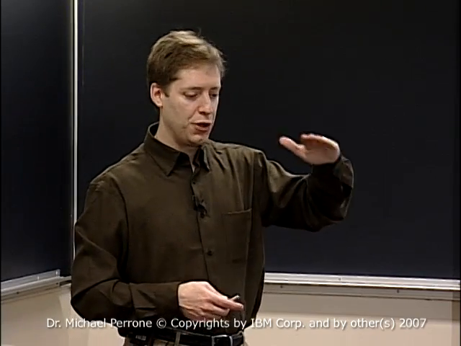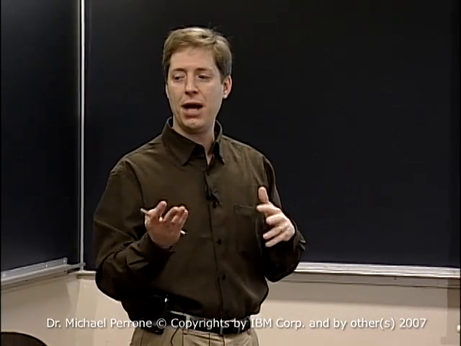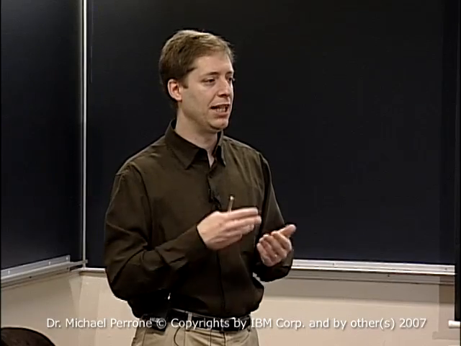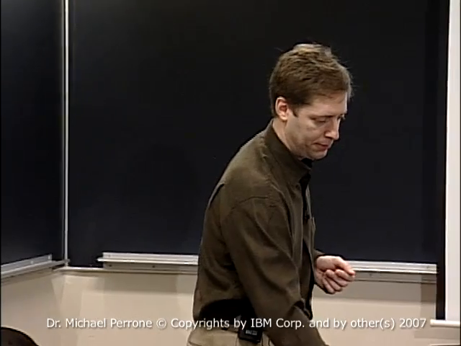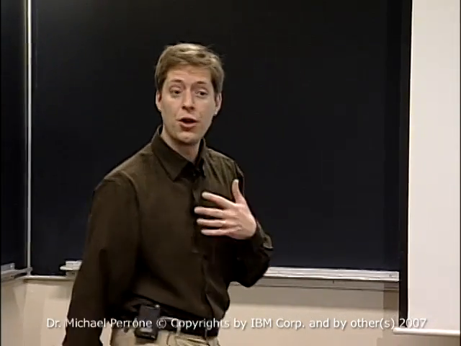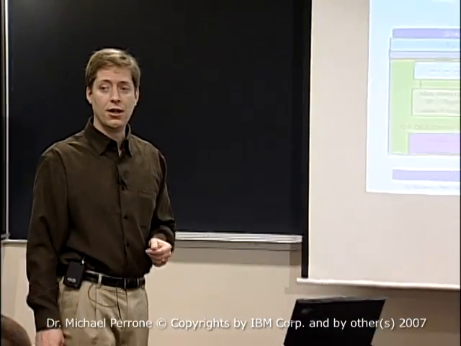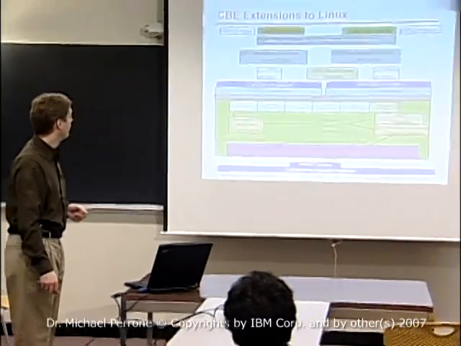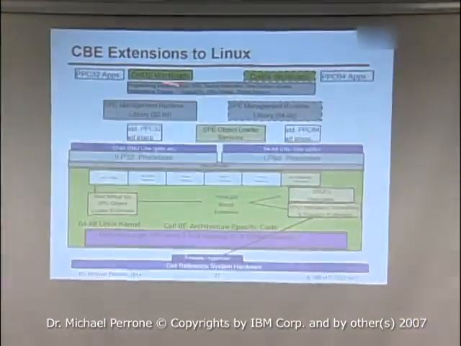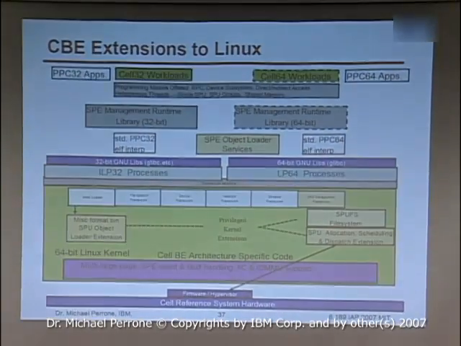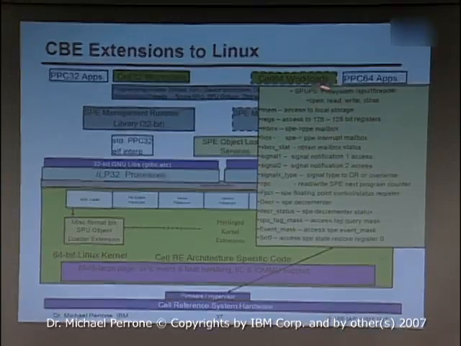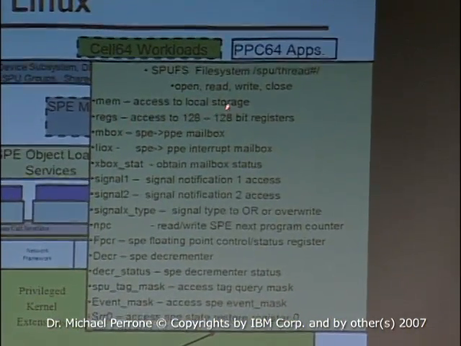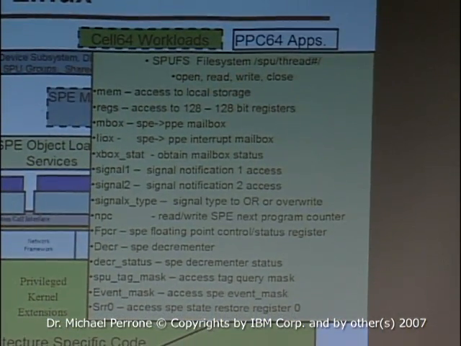Then you have the mailboxes, you have the interrupts, you also have DMAs. You can do communication with DMAs. So you have at least 3 different ways that you can communicate between the SPEs on Cell. And which one is going to be best really depends on the algorithm you're running. So these are the extensions to Linux. It's going to show you a bunch of things that you probably won't be able to read. But there's something called SPUFS, the file system, that has a bunch of open, read, write, and close functionality, right?